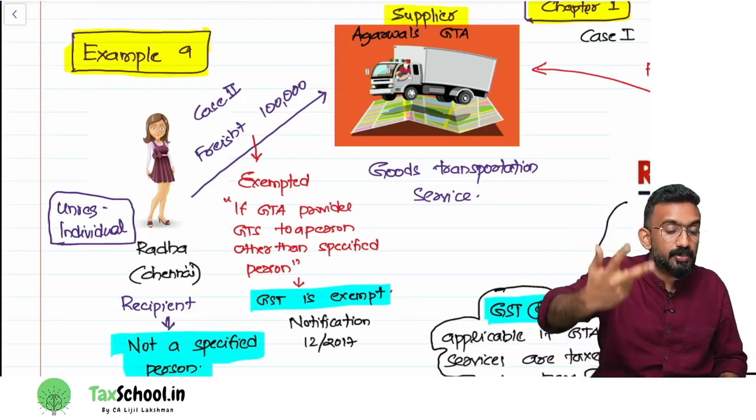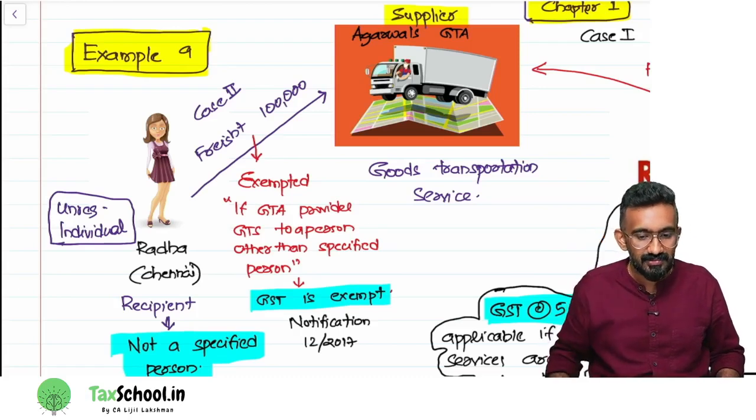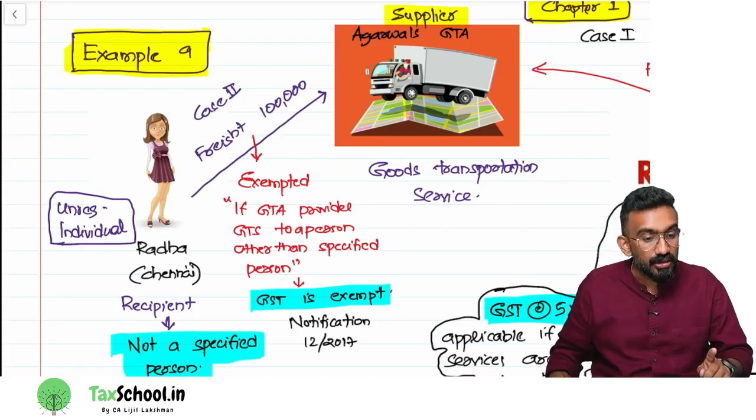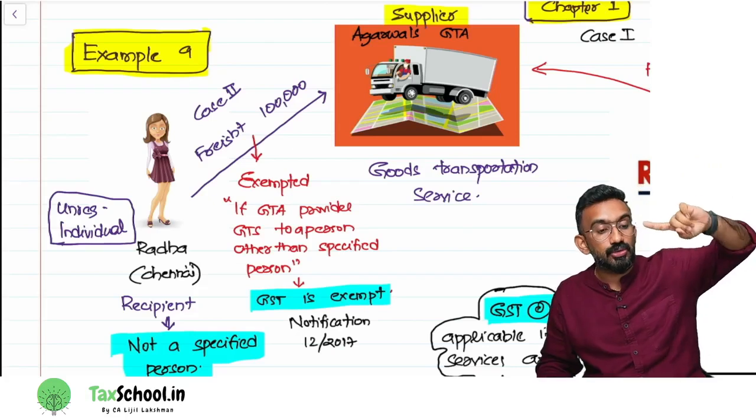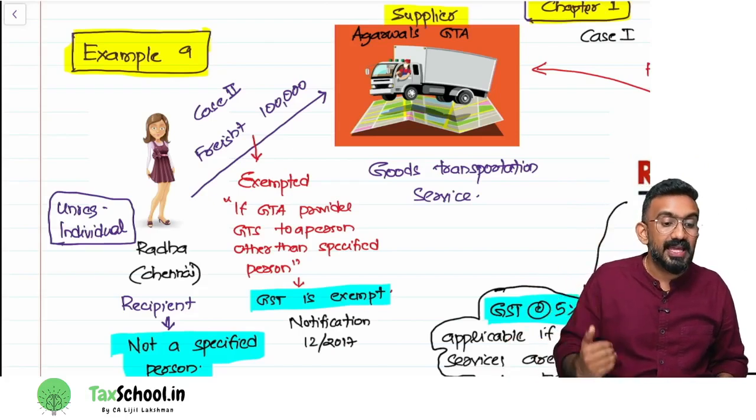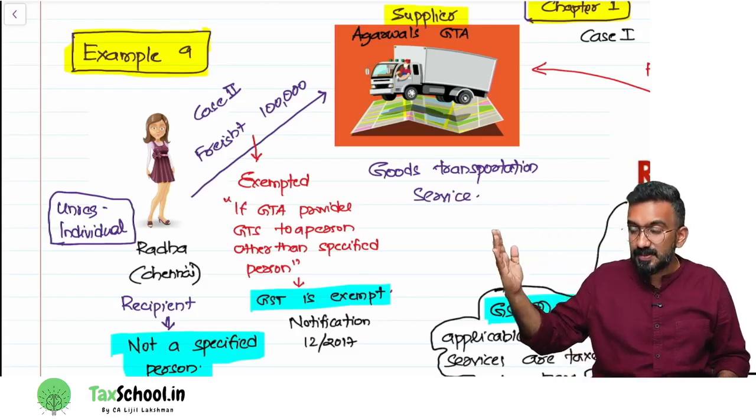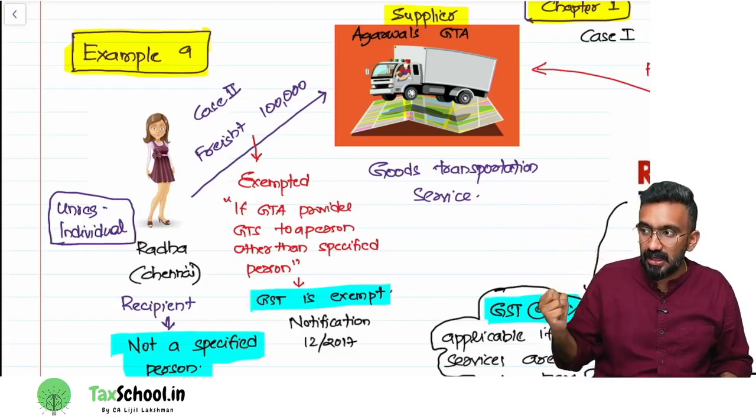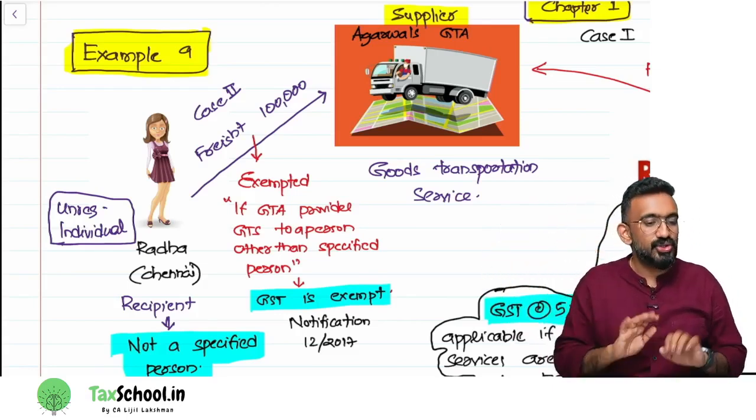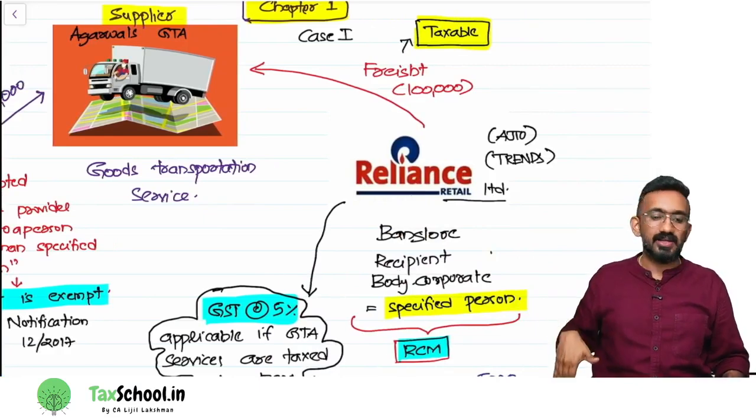Now there is an additional provision you'll have to learn. It is not taxed under RCM, and it is not taxed under FCM also. What is that provision? Here you have to read it together with notification 12/2017, which says that if the recipient is not a specified person, it would be exempt under GST. Which means, if Agarwal GTA is collecting 1 lakh rupees freight from Radha, it is exempt. There is no GST on it. If Agarwal GTA is collecting 1 lakh rupees from Reliance, Reliance will pay tax under RCM. This is your understanding.